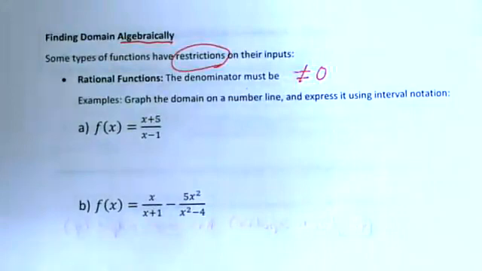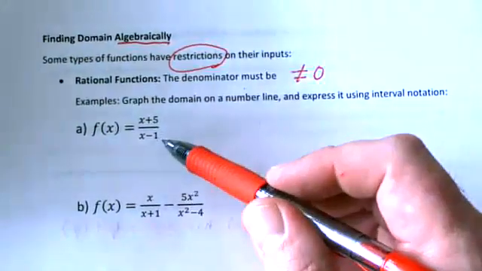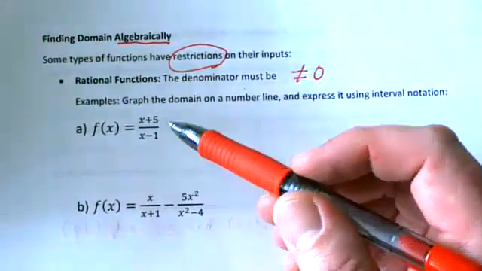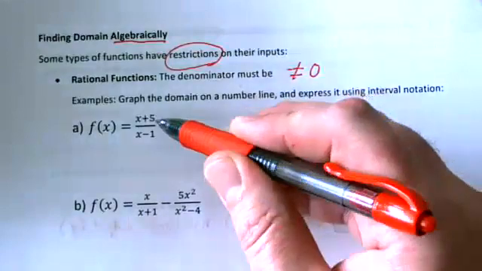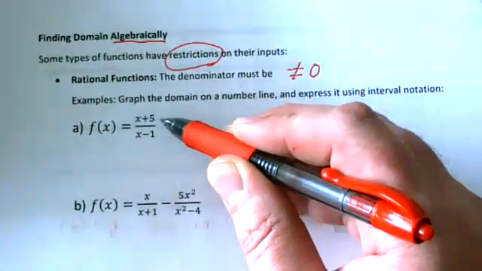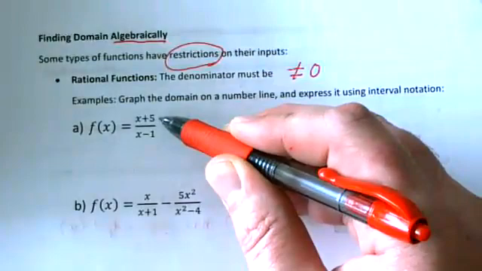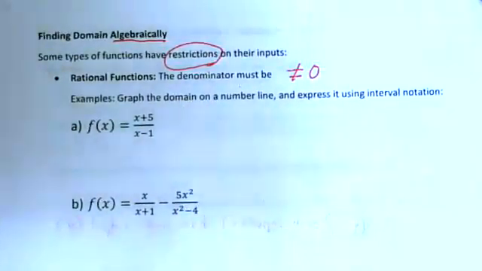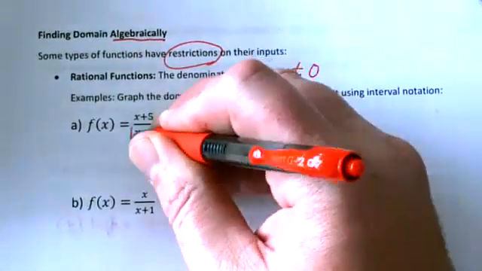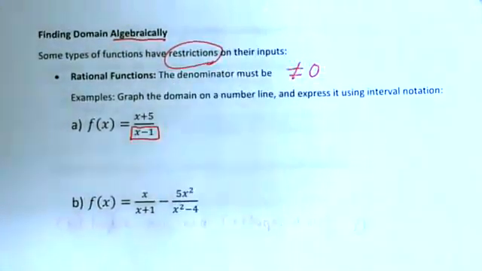So I look at this first function here, and I'm going to start looking for problem areas. Problem areas would be anything that's in the bottom of a fraction or anything that's inside of a radical. So in this case, this x plus 5, that's not a problem area to me. I have no concerns about x plus 5. What I do have some concerns about is x minus 1. We can't let that equal 0. So this is what's going to immediately grab my eye, this x minus 1 here. That could potentially cause us some issues.